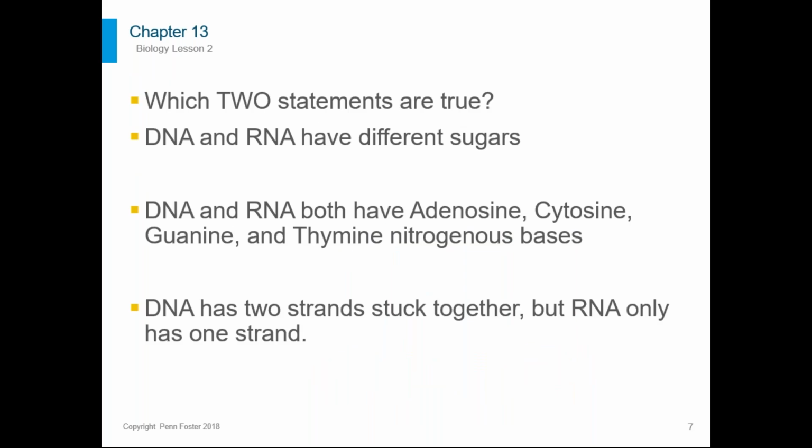So what is the point of having these two things that are so similar? We'll find out as soon as we do this review question. So which two of these statements are true? So we have DNA and we have RNA. A, DNA and RNA have different sugars. B, DNA and RNA both have adenosine, cytosine, guanine, and thymine. Or C, DNA has two strands and RNA only has one strand. So I'll give you a few seconds if you're watching the video and just pause it and think about the answer.